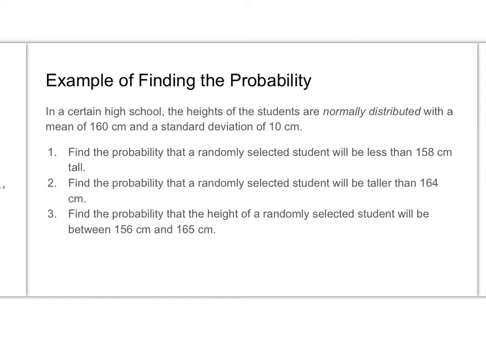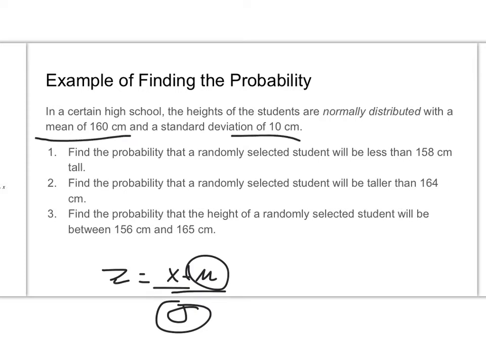Given that in a certain high school, the heights of the students are normally distributed with a mean of 160 and standard deviation of 10 cm. By the way, another pattern in questions on normal distribution is that you will be given the mean and you are also given the standard deviation, and this will set you in using z is equal to x minus mu over the standard deviation sigma. You need to know the mu and you need to know the sigma, and in this problem they are given.